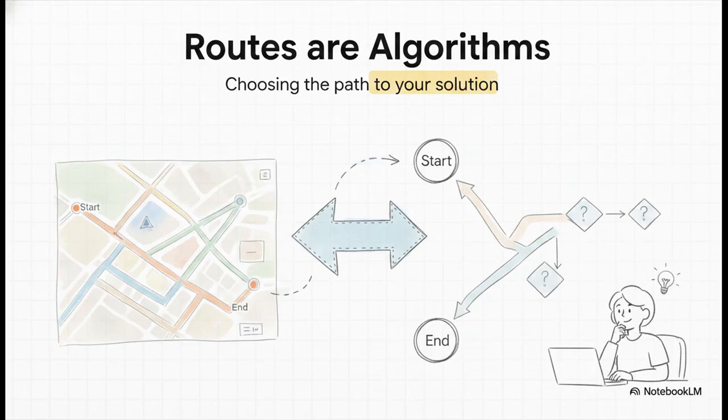Those routes you can take, in software, we call them algorithms. It's just a fancy word for a step-by-step recipe to solve a problem. And just like that driver picking a route, a programmer has to look at all the possible algorithms and choose the most efficient one for the job.